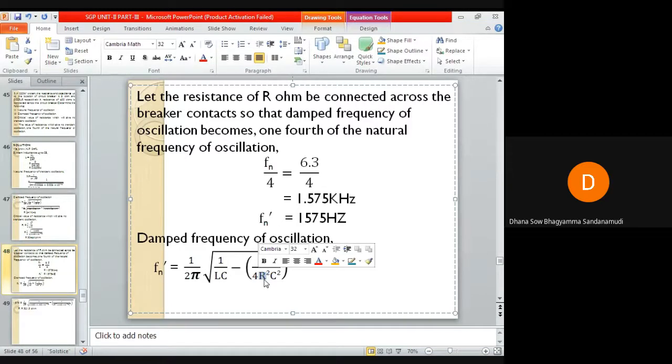Just now you have determined the damped frequency value, that is at 1/4 of natural frequency, that is 1575 hertz. So you can substitute 1575 is equal to 1 by 2 pi root of 1 by L value, you know C value, you don't know R value. You have to determine the R value at 1/4 of natural frequency. Did you complete? If you have not completed, type NC.